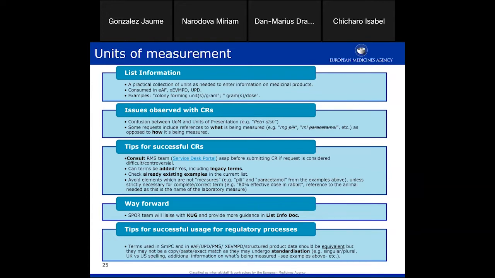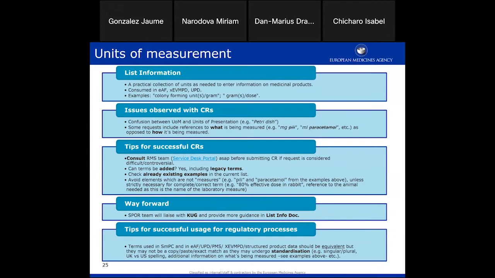Another tip is to avoid elements which are not actual measures. So in the examples below, pili and paracetamol, unless this is strictly necessary and considered part of the units of measurement, such as in cases like 80% effective dose in rabbit, for instance, where the reference to the animal is needed, as this is the name of the laboratory measure. Now, planned activities for this list are for the support team to liaise with the key user group and to increase guidance in the list information document.